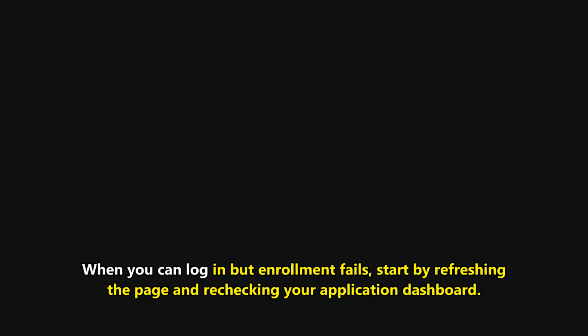When you can log in but enrollment fails, start by refreshing the page and rechecking your application dashboard. Review your personal information for exact matches to official documents, including name spelling, date of birth, and address format. Make sure your social security number field is correct if you entered it, and remove spaces or extra characters.